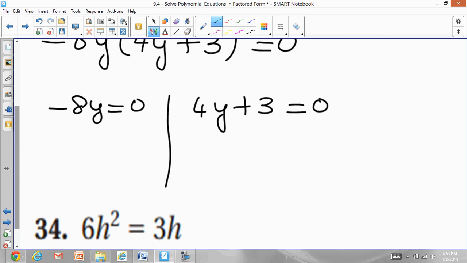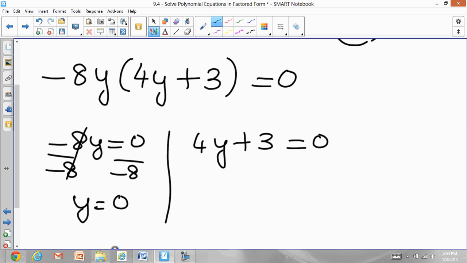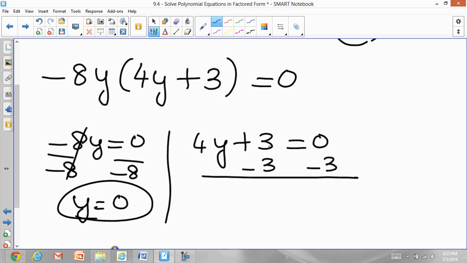Now solve the one-step equation. Divide by negative 8 on both sides. You're going to get y equals 0. Now go to the right side. Minus 3, minus 3. This will be a two-step equation. Cancel. It's so easy to get rid of a number which doesn't have a variable attached to it.